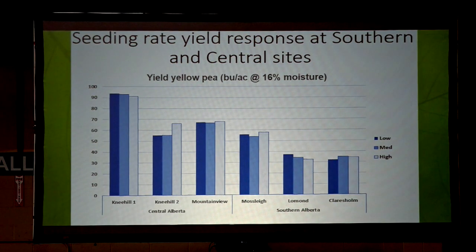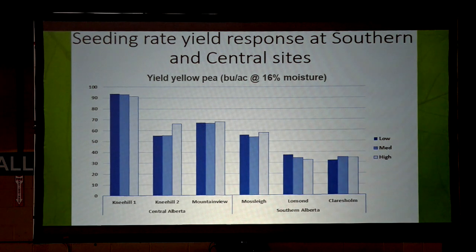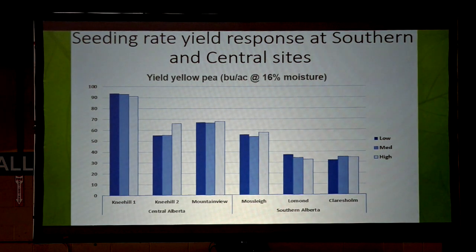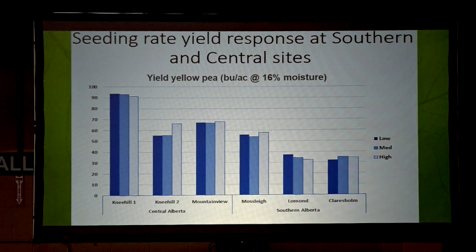And you can see our yellow pea yield standardized at 16% moisture. In central Alberta, at the Kneehill 1, Kneehill 2, and Mountain View sites, you can see there's a little bit of difference between the low, medium, and high. And at Kneehill 2 especially, you had a much higher yield in the one case. Now, when you have a lot of available moisture, a higher seeding rate doesn't necessarily translate into higher yield. And we've actually seen at some of the lower planting sites that you're getting a higher yield.